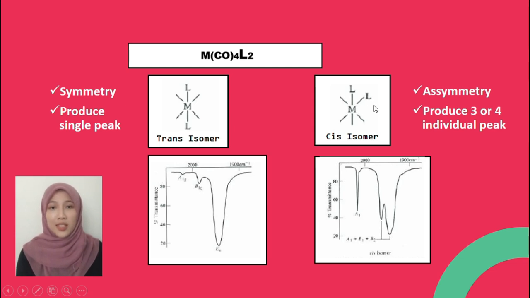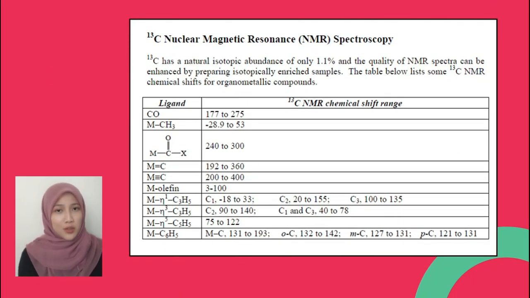So it will produce single peak since it has the same environment. Meanwhile, for the cis isomer, it is asymmetrically bonded, so you cannot cancel it out. It is non-linear. That's why it produces 3 or 4 individual peak in the IR spectrum. Besides IR spectroscopy, we also have carbon-13 NMR spectroscopy. However, this type of spectroscopy has a natural isotopic abundance of only about 1.1%, which is very low. But you can still refer to this table if you want to predict the type of ligand based on the chemical shift appeared.